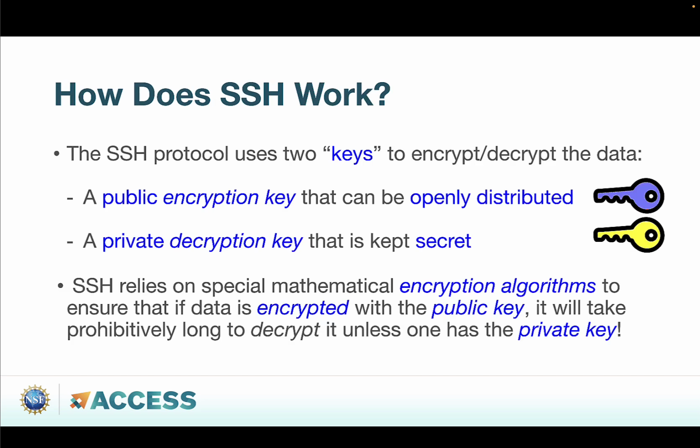How does SSH work? The SSH protocol uses two keys to encrypt and decrypt data: a public encryption key that you can openly distribute, and a private decryption key that you must keep secret. SSH relies on special mathematical encryption algorithms that ensure that if a message is encrypted with the public key, it will be impractical to decrypt that message without the private key.